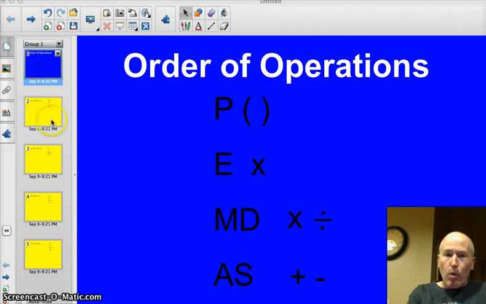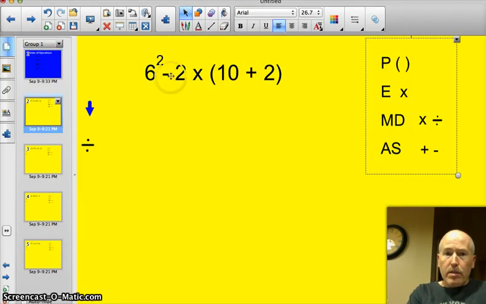I'm going to work through 4 examples with you, and I'd like you to go ahead and copy these down and work each step with me so that you have evidence that you've done these problems step by step the way I've done them. All right, the first problem is 6 squared minus 2 times parentheses 10 plus 2.